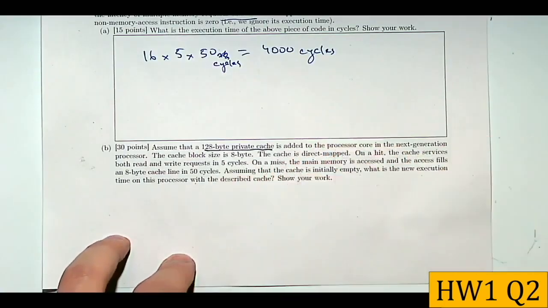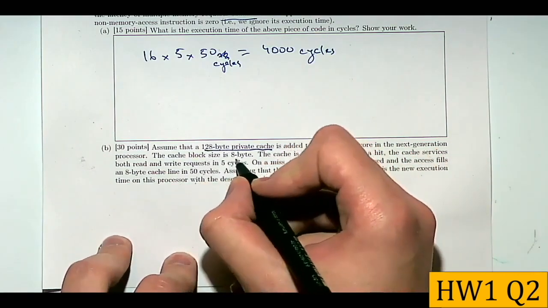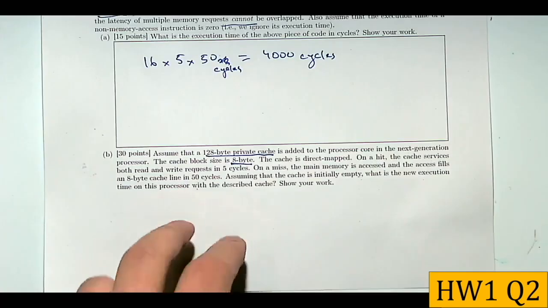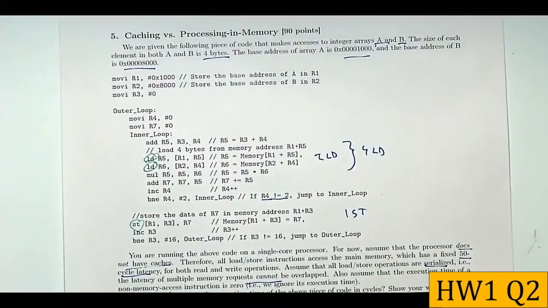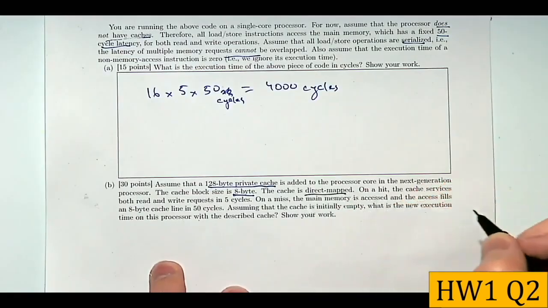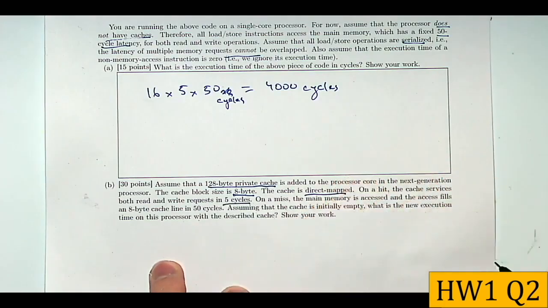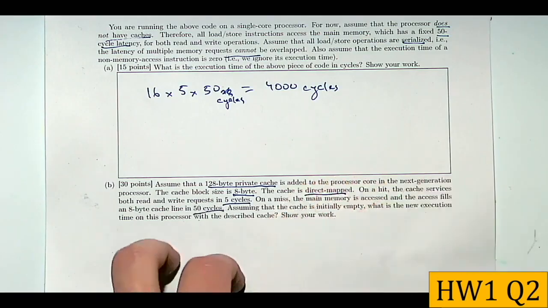Okay, so now it becomes a bit more complicated because we add a 128-byte private cache. And here are the properties of this cache. So the cache block size is 8 bytes. Based on this information, we can directly see that we can fit 2 elements into one cache block. This is important. And then the cache is direct mapped. Access to the cache takes 5 cycles. And on a miss, we go to the main memory and then again pay the 50 cycle latency. And the question is the same. So if you have this cache, what will be the execution time of this code here?